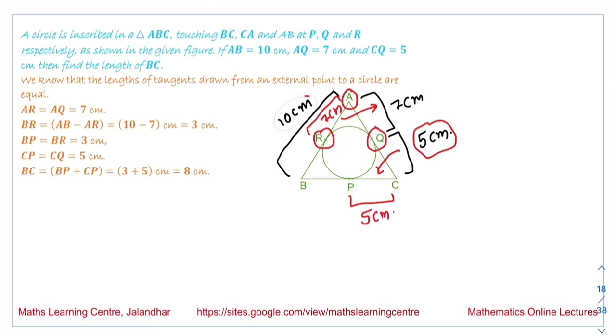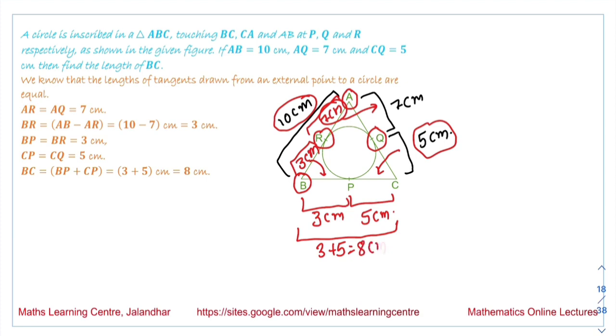Now this AB length is 10 centimeter, and this length is 7. So this RB length is equal to 3 centimeter. Now corresponding to this point B, BR and BP both are tangents. So this length BP will be 3 centimeter. So this total length comes out to be 3 plus 5 is equal to 8 centimeters. This total length we have is 8 centimeters.